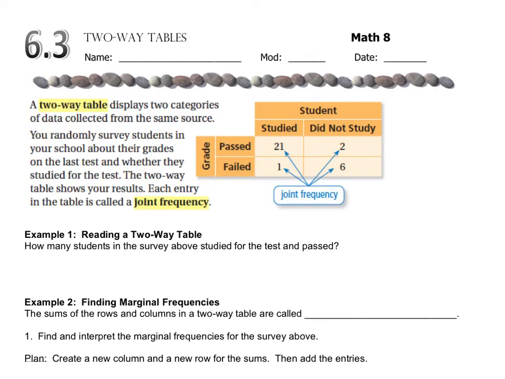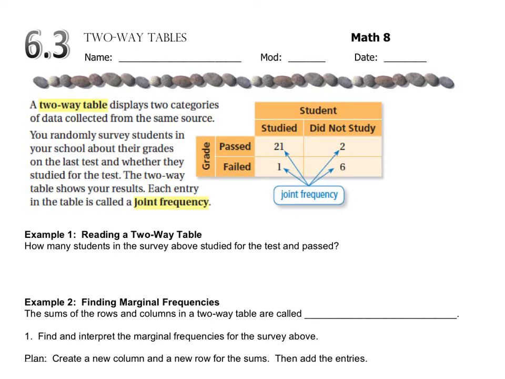Today we're talking about two-way tables. This is one of the data displays that we talk about to show information when we have two sets of data that we're talking about. A two-way table is showing two different categories that are coming from the same source.